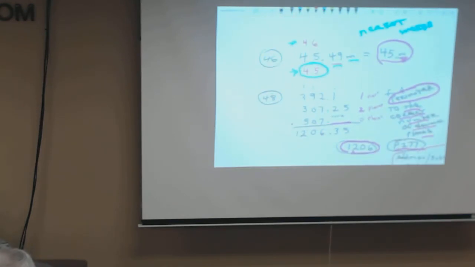48. The sides of a triangle are measured. Find the perimeter. You know what perimeter means?